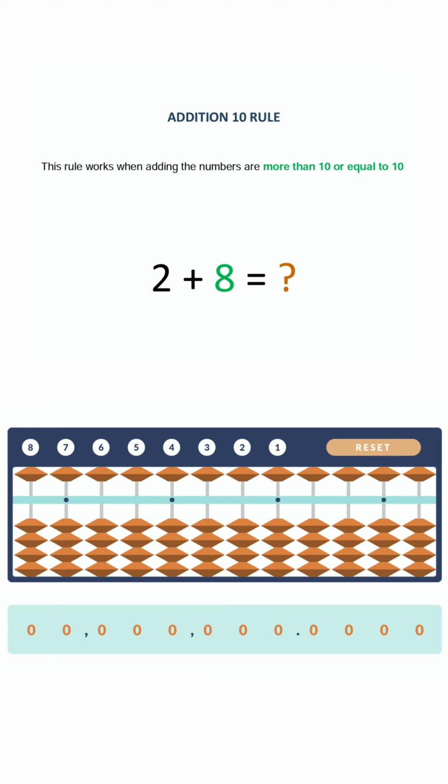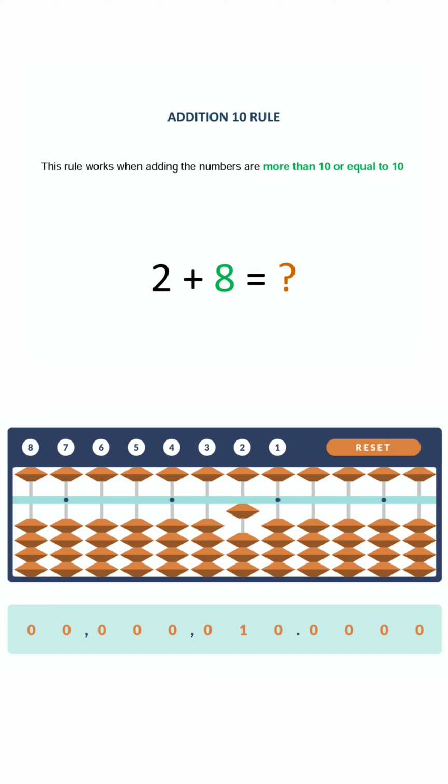This time it's 2 plus 8. So to begin, I'm going to add the 2 first. And now because 2 plus 8 equals 10, I still need to move a 10 for this. Remember, the 10 rule works for numbers that are more than 10 or equal to 10. Like in this instance, 2 plus 8 is equal to 10. So because I added a 10, I need to take something away. 8 plus 2 equals 10, so I need to take away 2. My final answer is now 10, as you can see down below.